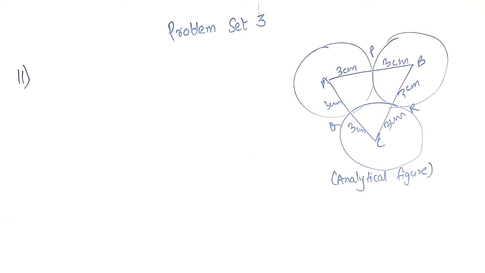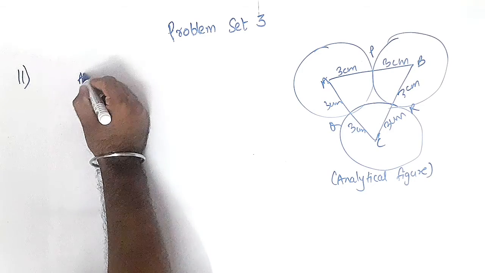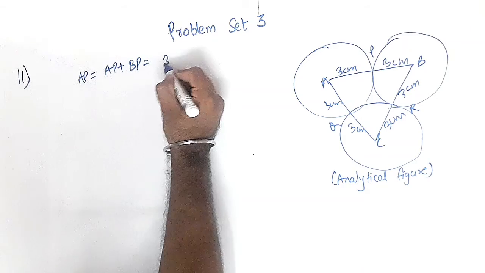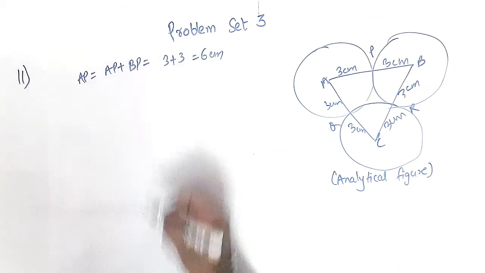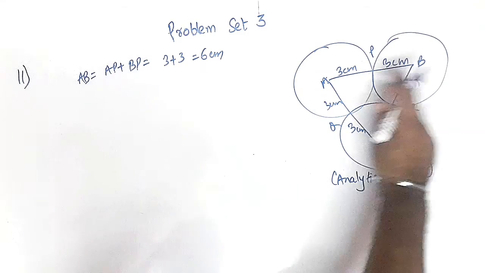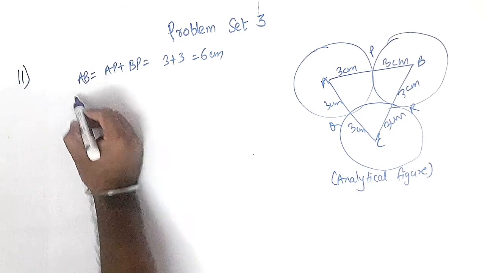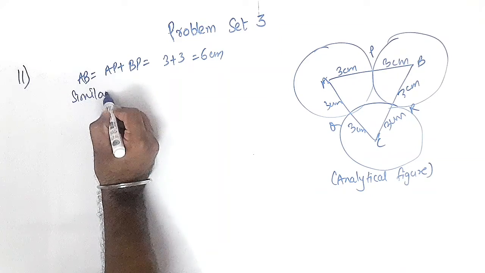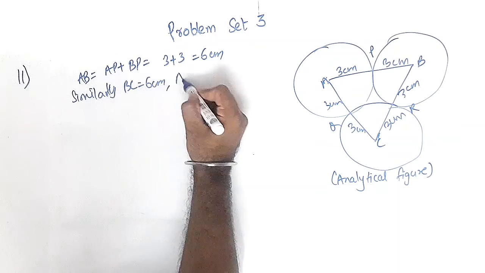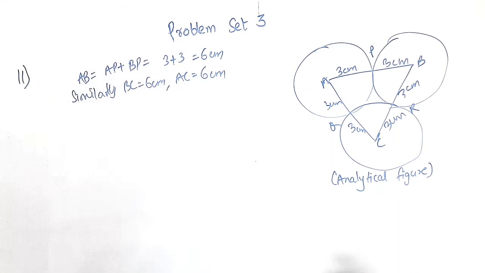This is the rough figure, or you can call it the analytical figure. But how are you going to draw the fair figure? The fair figure says that AB is nothing but AP plus PB. That is 3 plus 3, that is 6 centimeter. AB, beg your pardon, AB is 6 centimeter. So similarly, BC is also 6 centimeter and AC is also 6 centimeter. All three are 6 centimeter.